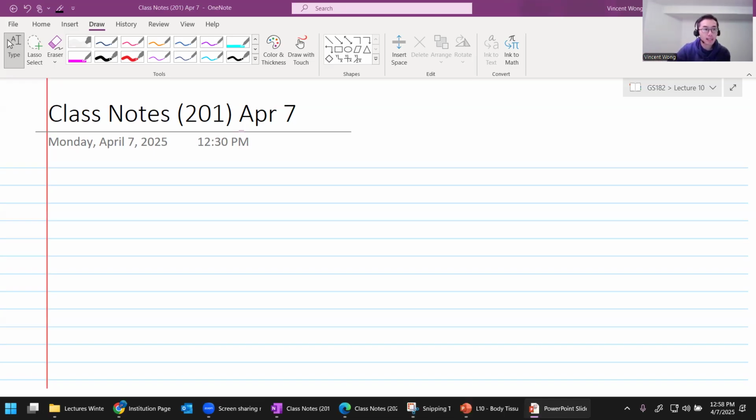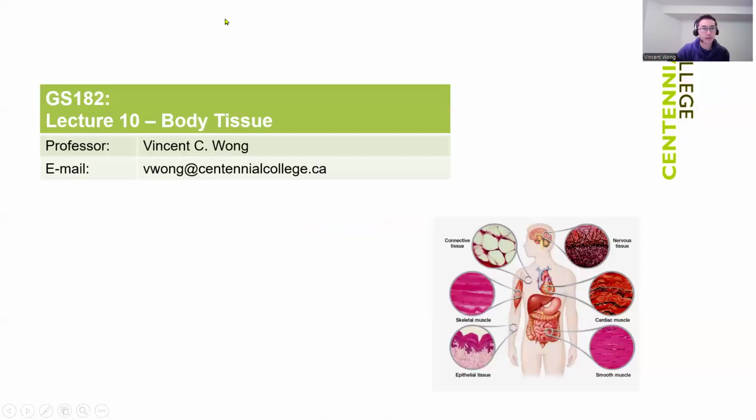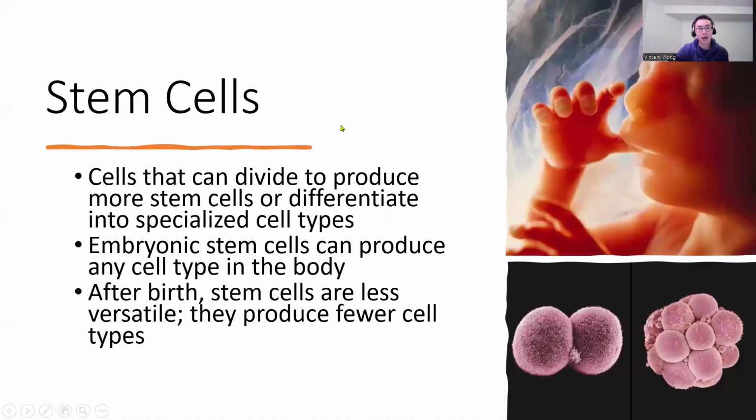So let's start with lecture 10 here. Okay. This is called body tissue. Now, when we were first created, when the sperm meets the egg, we were a single cell, a zygote, and then it divides. But I remember someone asked, maybe it was this class, maybe it was another class, how does that single cell become all the different cell types in the body? How does it become the brain cells, the heart cells, and so on and so forth?